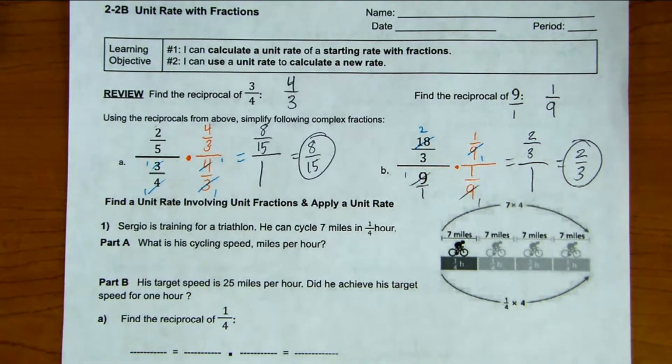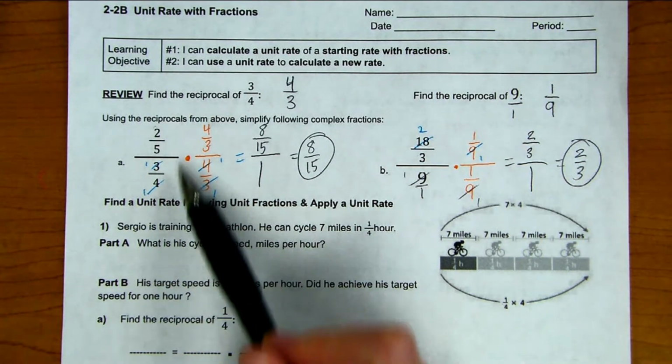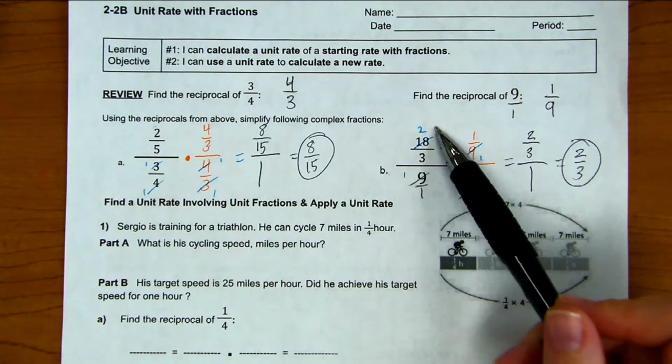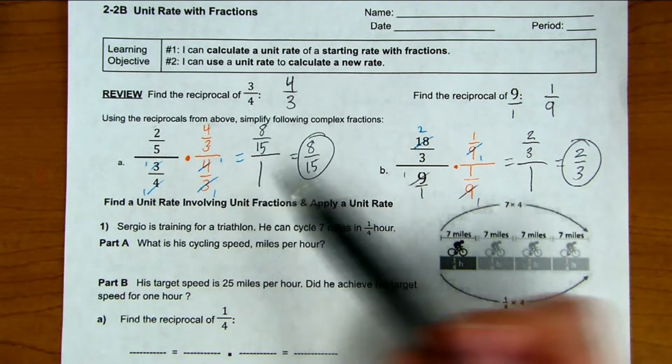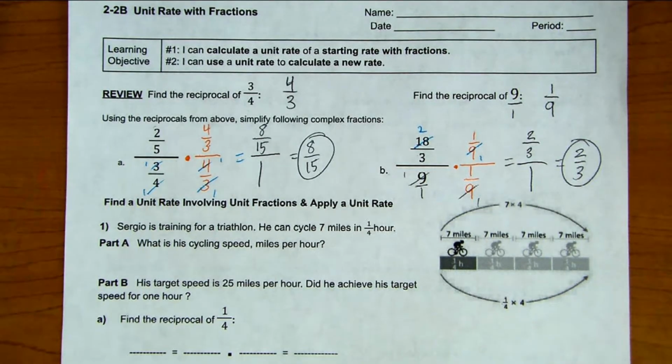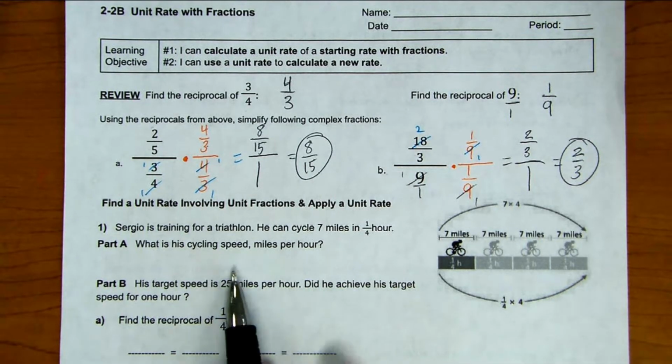So we are going to end up creating rates that look like the fractions that we started with, where it's a fraction over a fraction, or a fraction over a number. And then we can go ahead and calculate the unit rates, where we get the denominator to be 1, and use that to help us find the answer to each of these questions. So let's look at this first problem here. We're told Sergio is training for a triathlon. He can cycle 7 miles in a quarter of an hour. So first up, we need to figure out what his cycling speed is in miles per hour.